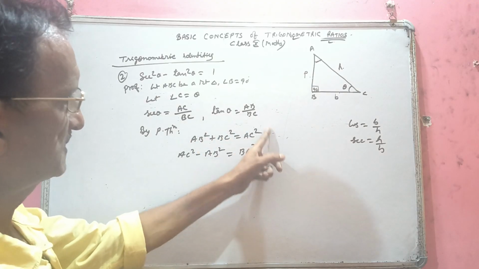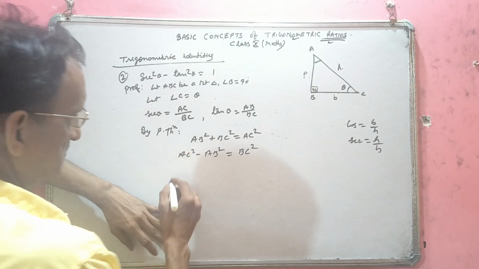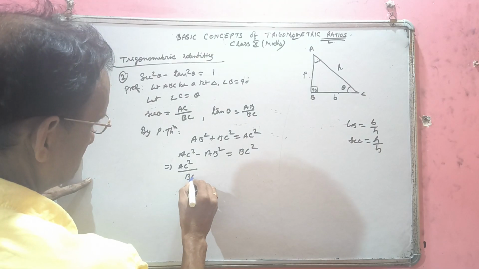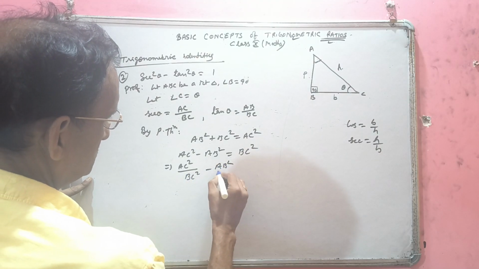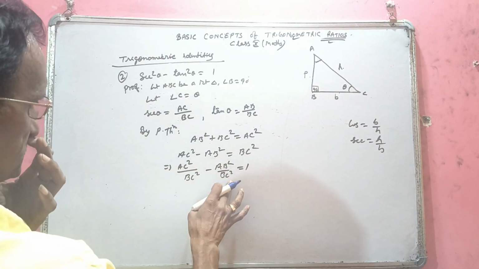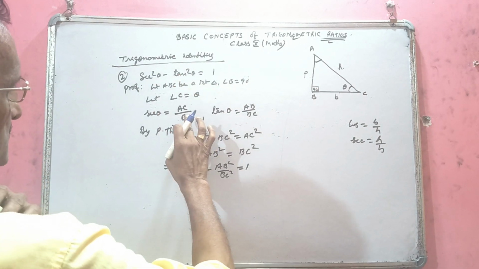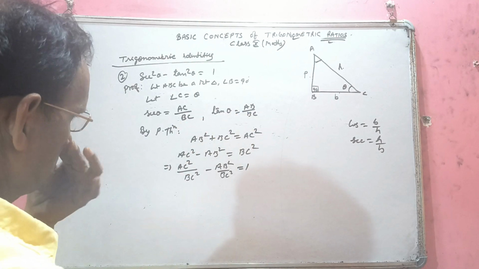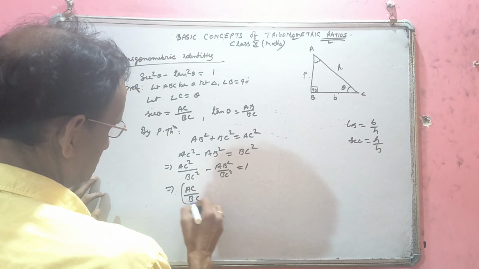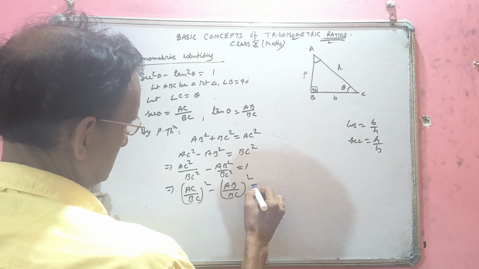So AC square minus AB square equal to BC square. Now divide both sides by BC square. You understood why? AC square by BC square minus AB square by BC square will be equal to 1. We have divided both sides by BC square because in the definition of sec and tan, the denominator is BC. So this can be written (AC by BC) whole square minus (AB by BC) whole square is equal to 1.